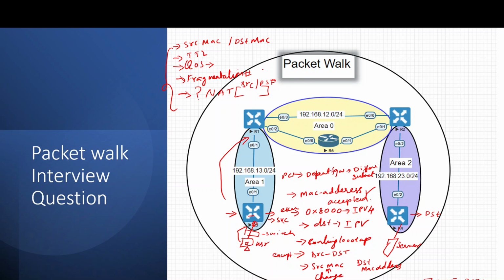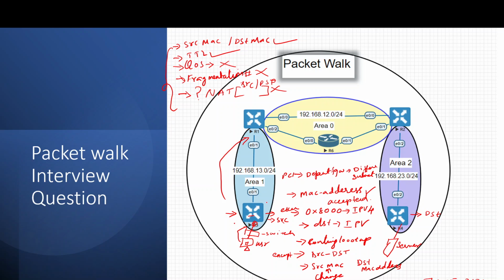So let's consider NAT is not enabled, the link bandwidth is all correct, and there is no QoS in the network by default. Then in the normal scenario it will change the source MAC, destination MAC and TTL value. See, these are the things that will change when a packet travels from a source to the destination. This is a very important question that you may get during your interview.